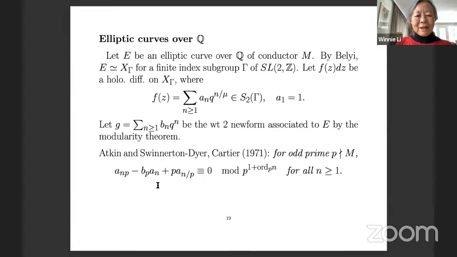Okay. So if the curve Gamma itself is congruence, then this f is equal to g, and then this congruence becomes equal to 0. So this is what we saw, the recursive relation from the Hecke operator. But if it's non-congruence, then what we see is that we have this congruence relation replacing the equality. Okay.